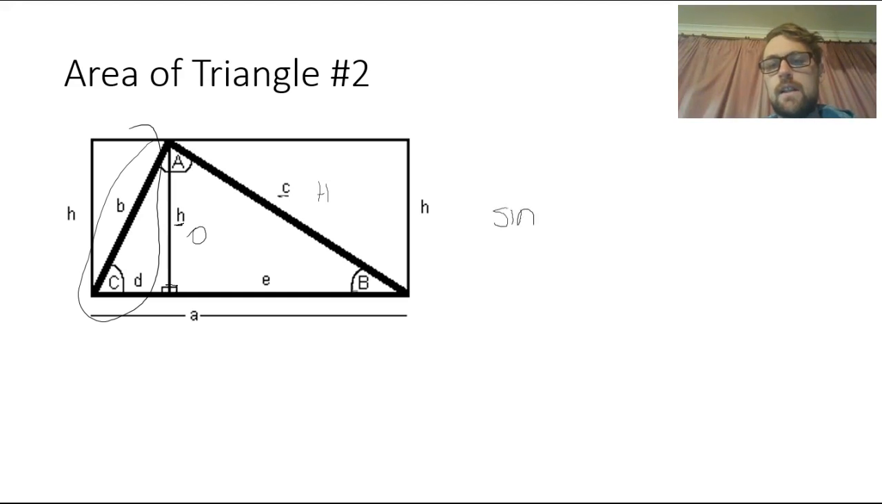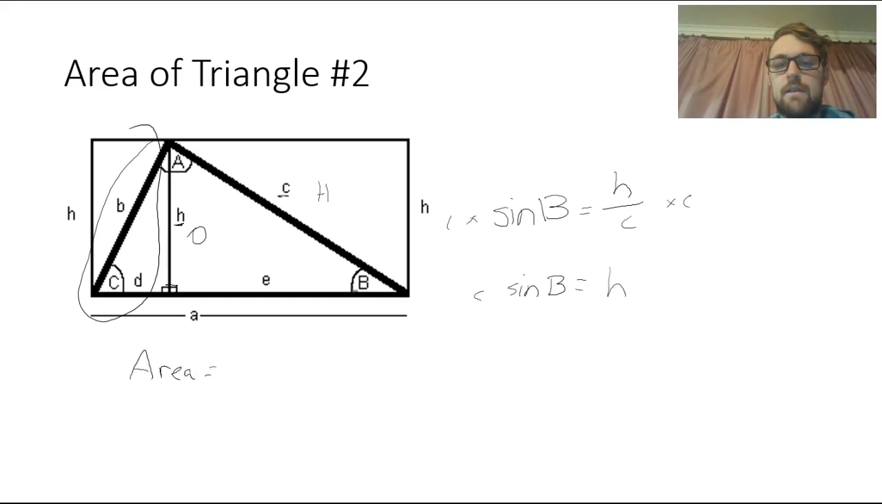So sine of our angle B equals our opposite over our hypotenuse. So our opposite is our height divided by C. Okay, so I can rearrange that. I can multiply both sides by C to get height by itself, and I'm left with C sine B equals my height. Now what I want to do is substitute this back into my formula that we've been using. So we know that the area equals half the base times by the height. So our base is this length here, A, and our height is this one here.